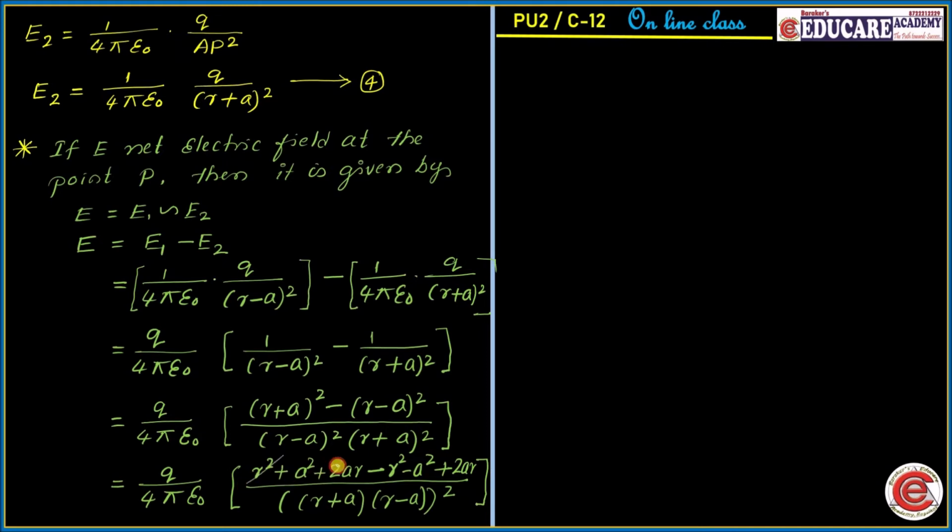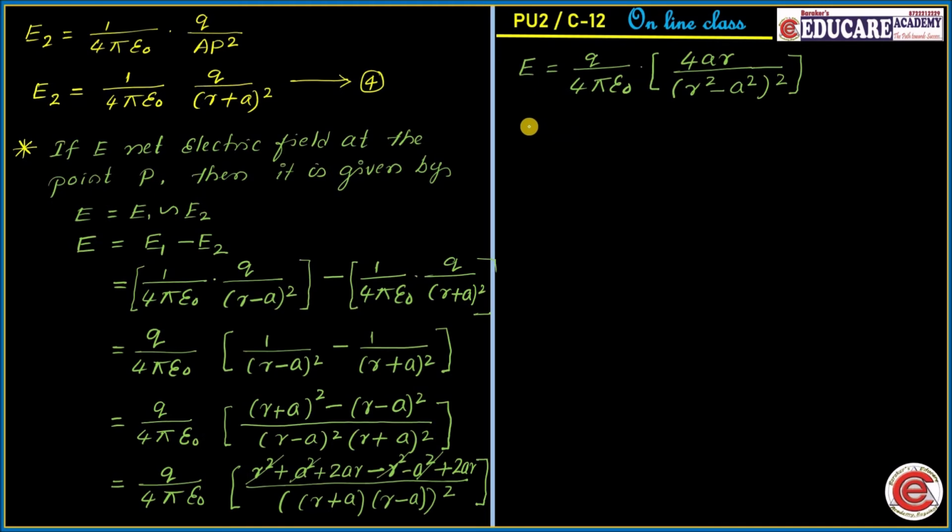So in this, r square and minus r square, a square and minus a square are cancelled, and finally we get E is equal to q divided by 4 pi epsilon naught into, in the bracket we can take this 2ar added with 2ar, then it is 4 times ar divided by, see, it is in the form of (a plus b) into (a minus b) identity, hence it can be written in the form of a square minus b square. Therefore it is (r square minus a square) whole square. Whole square is kept as it is.